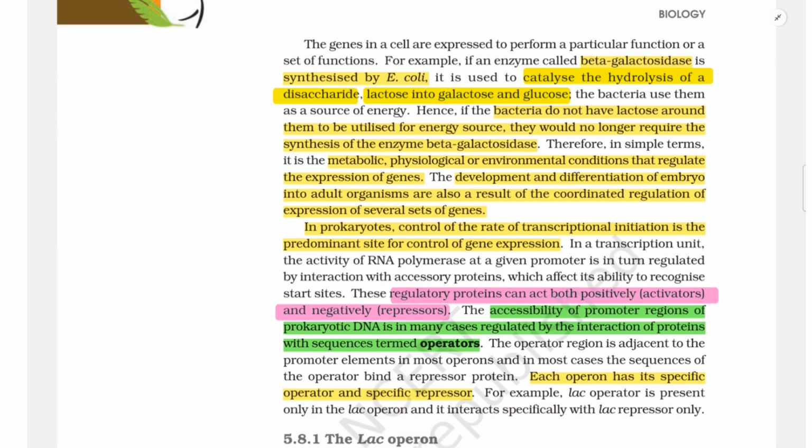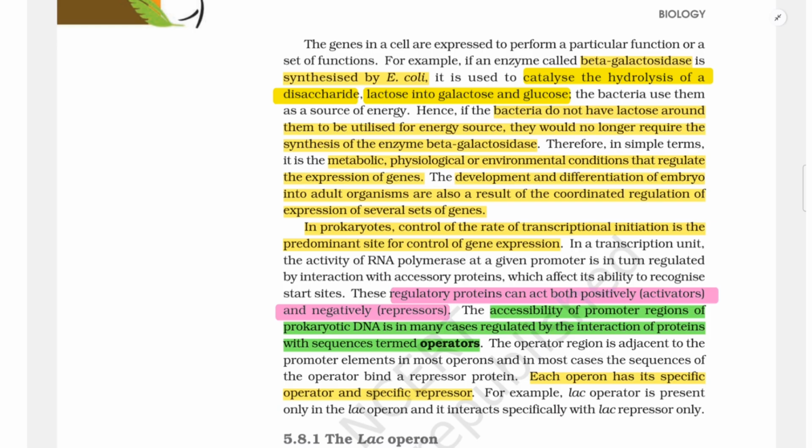The genes in a cell are expressed to perform a particular function or a set of functions. For example, if an enzyme called beta galactosidase is synthesized by E. coli, it is used to catalyze the hydrolysis of a disaccharide, lactose, into galactose and glucose. The bacteria use them as a source of energy. Hence, if the bacteria do not have lactose around them to be utilized for energy source, they would no longer require the synthesis of the enzyme beta galactosidase. Therefore, in simple terms, it is the metabolic, physiological or environmental conditions that regulate the expression of genes.